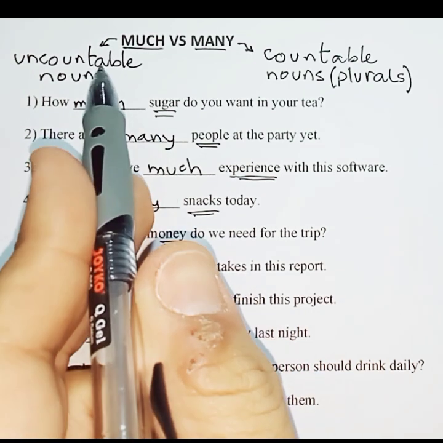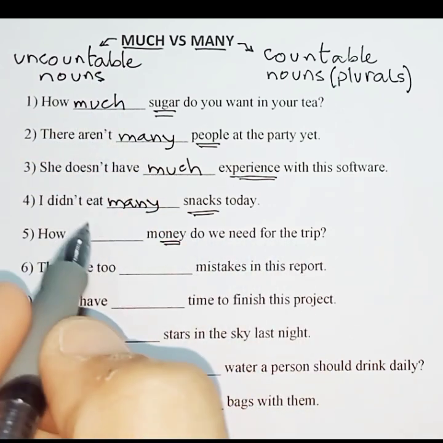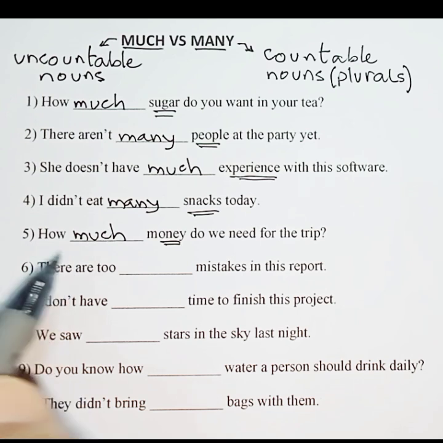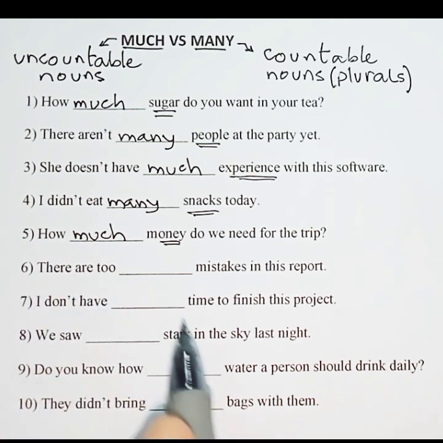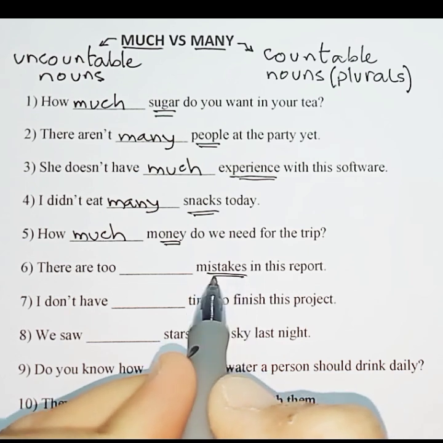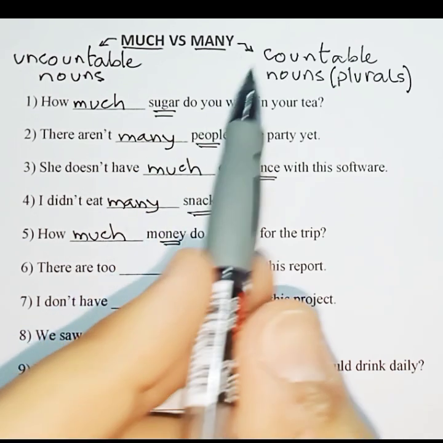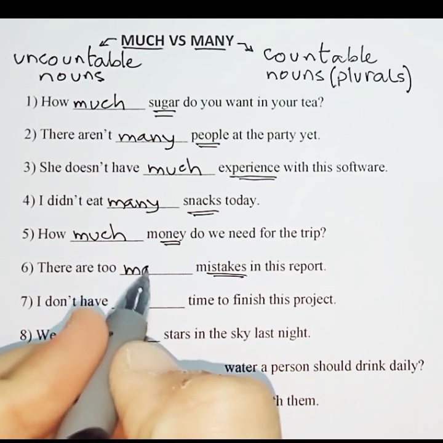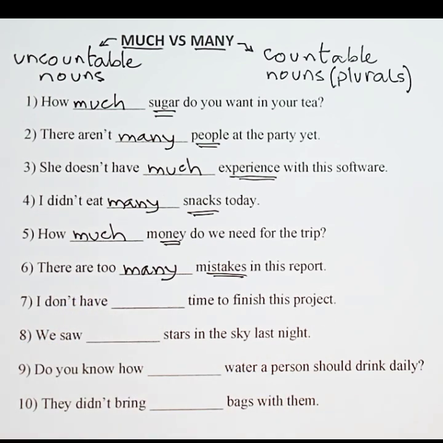Number 5. Money. Money is an uncountable noun. So how much money do we need for the trip? Number 6. There are two mistakes. Mistakes is the plural of mistake. One mistake, two, three, four mistakes. So there are too many mistakes in this report.